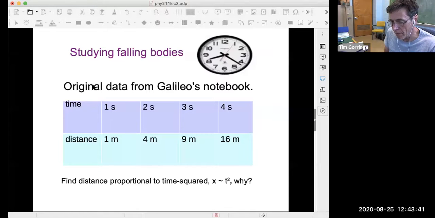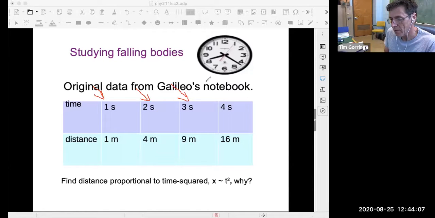So right here, 2-year-old handwriting coming back. After 1 second, he measured his falling body had traveled 1 meter. After 2 seconds, he measured his falling body had traveled 4 meters. After 3 seconds, he'd measured his falling body had traveled 9 meters. And after 4 seconds, it had traveled 16 meters.